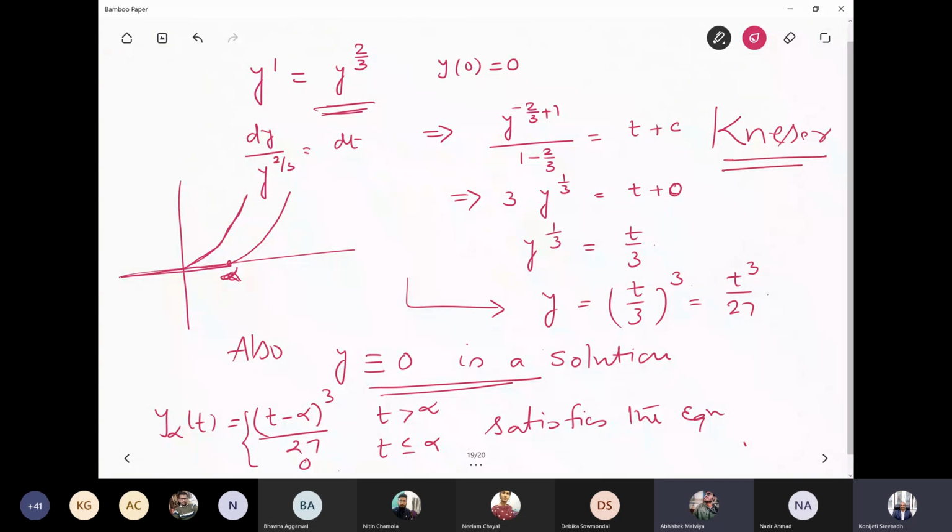Sorry, sir, can you repeat? I'm writing here. So what he says is that either you have a problem with a unique solution, or if the problem has two solutions, then there is a continuum of solutions. We'll prove this a little later. We'll show that if there are two solutions, then there are infinitely many solutions. So there is nothing in between. That means it cannot have just two solutions in an initial value problem like this.